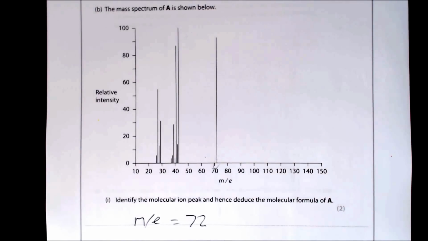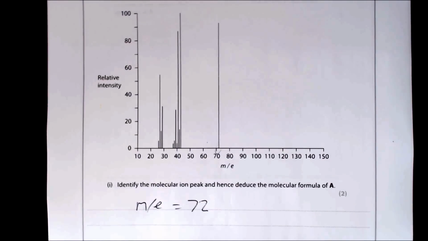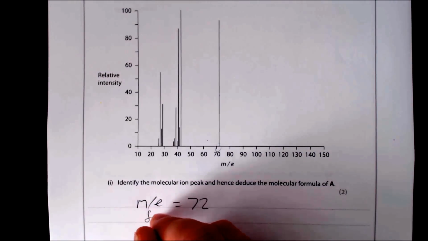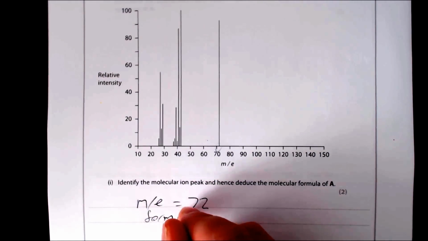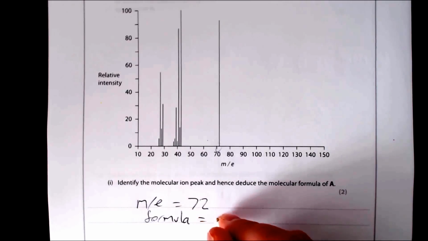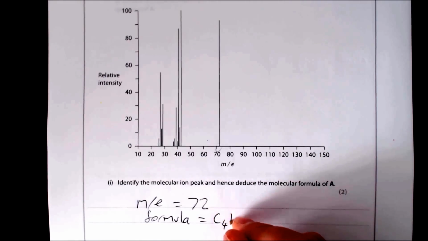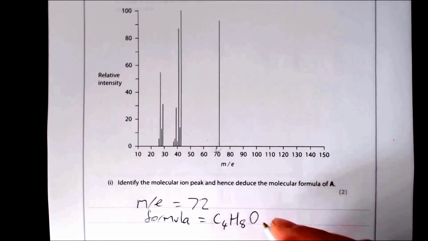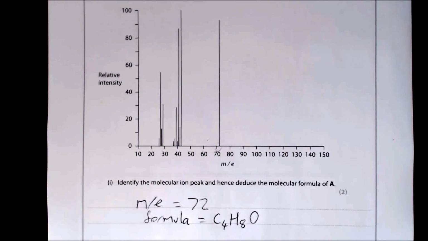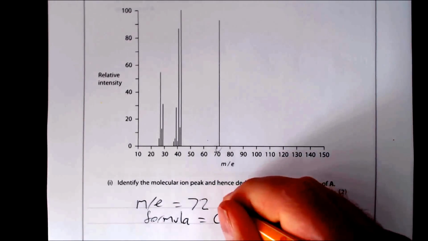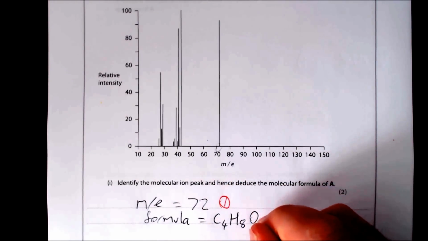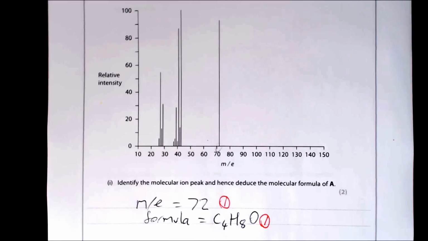But in this case, it's not. It's the mass of 72. So therefore, the formula is actually going to be C4H8O. And you get 2 marks for that. You get 1 mark for deducing your molecular ion peak, and then 1 mark for your formula as well. So you get 2 marks in total.